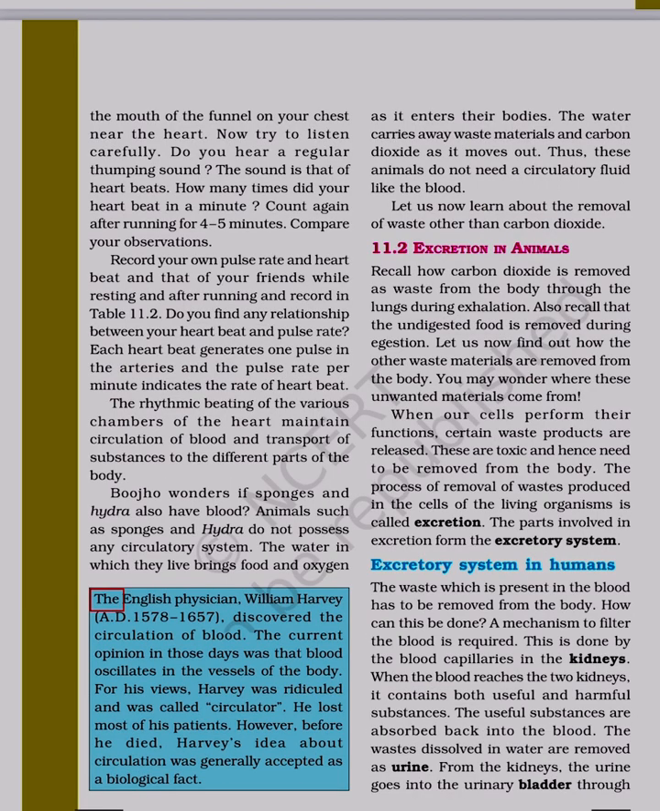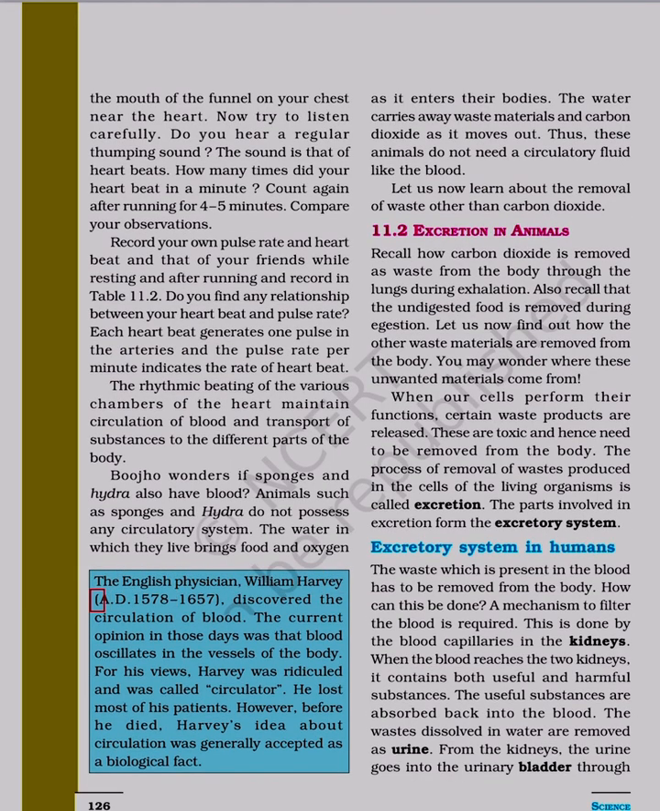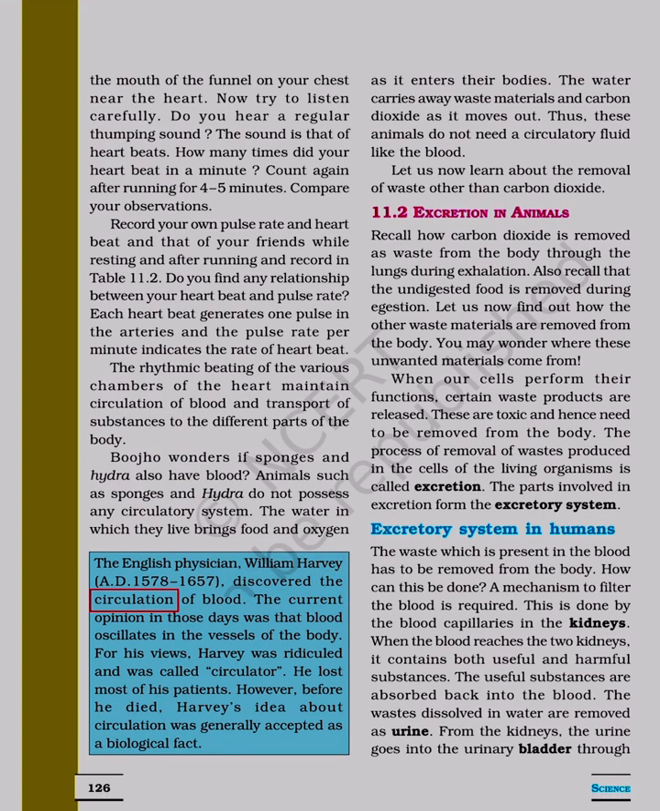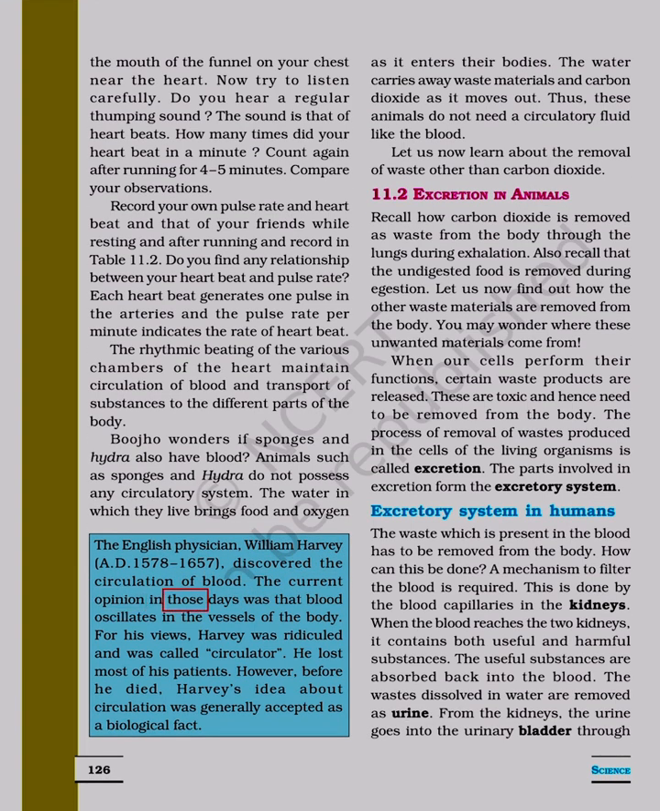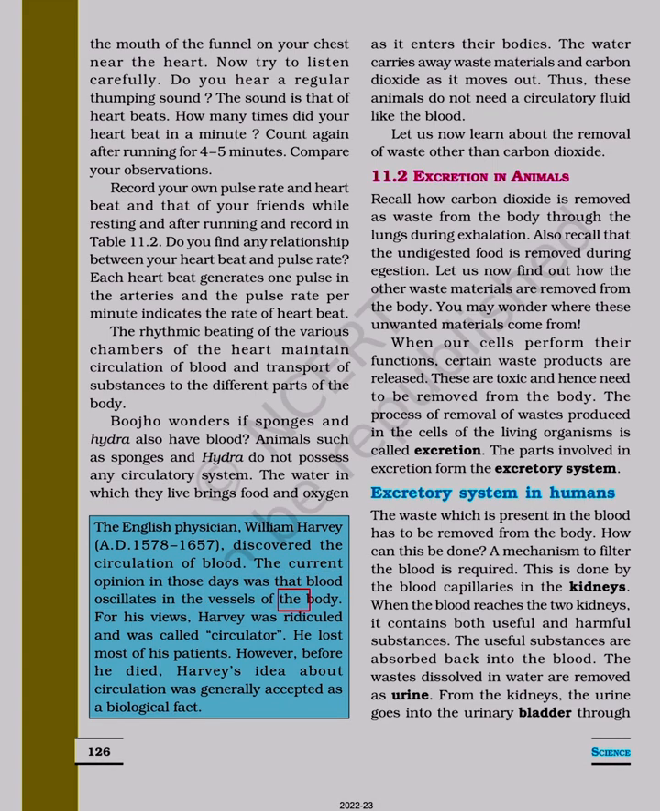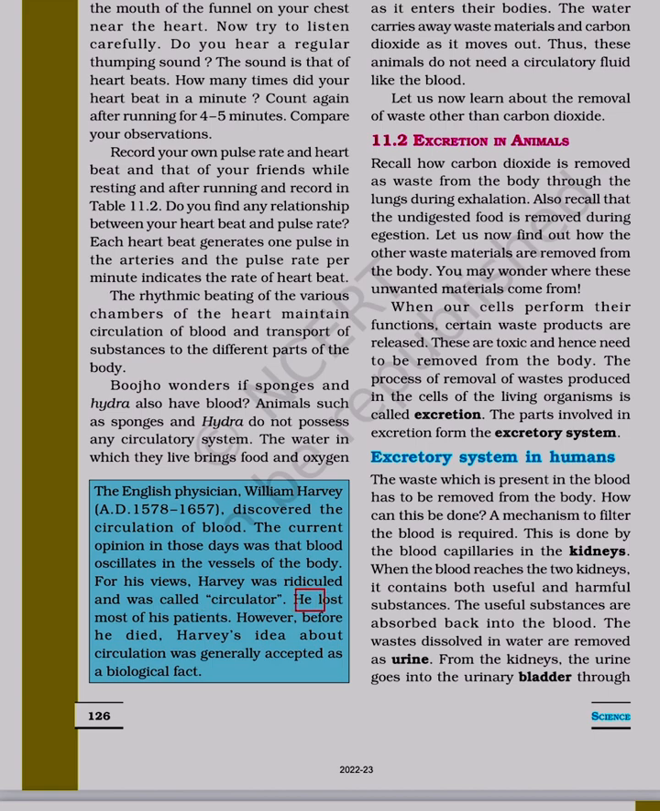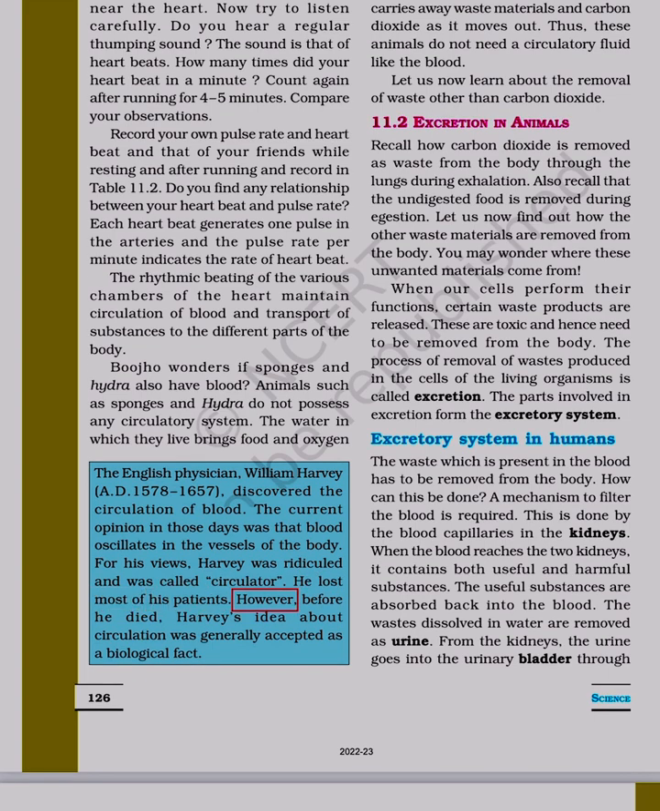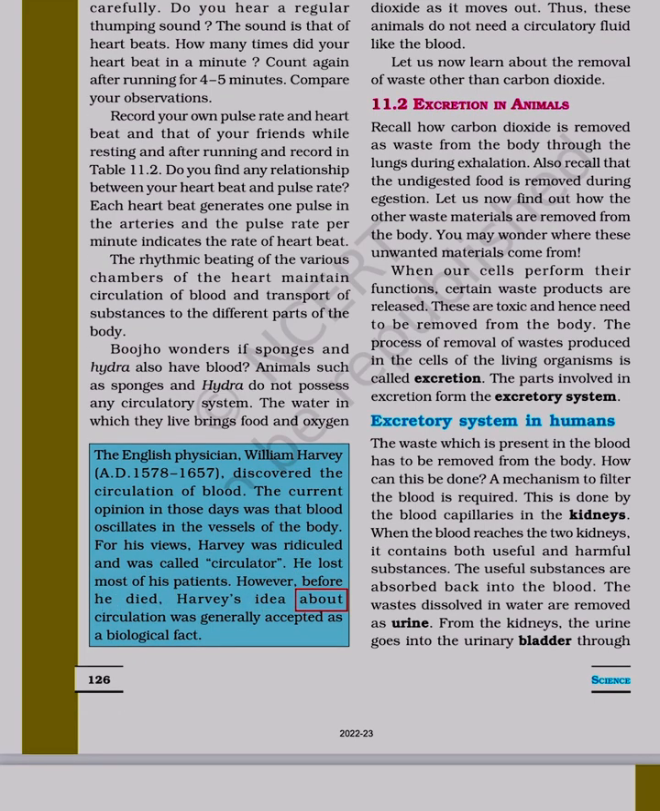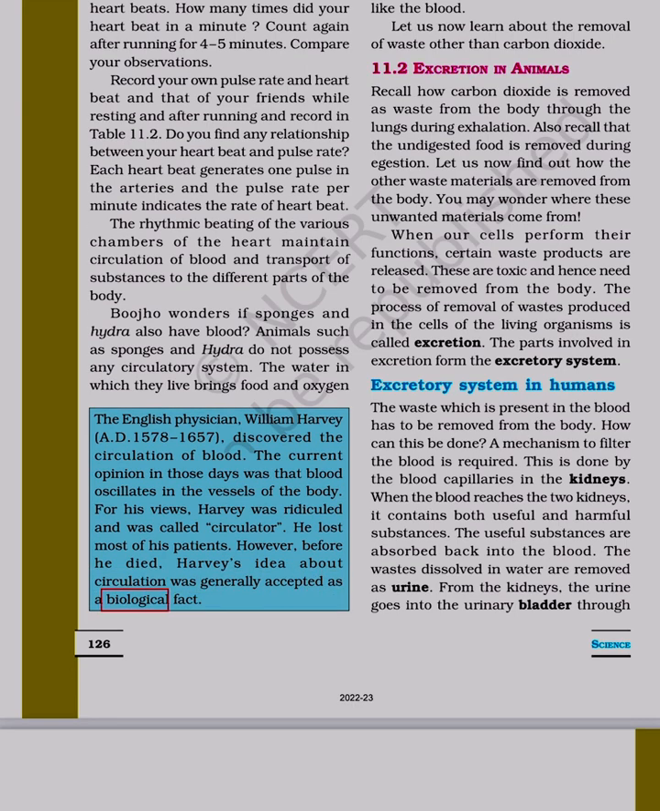The English physician, William Harvey, A.D. 1578 to 1657, discovered the circulation of blood. The current opinion in those days was that blood oscillates in the vessels of the body. For his views, Harvey was ridiculed and was called circulator. He lost most of his patients. However, before he died, Harvey's idea about circulation was generally accepted as a biological fact.